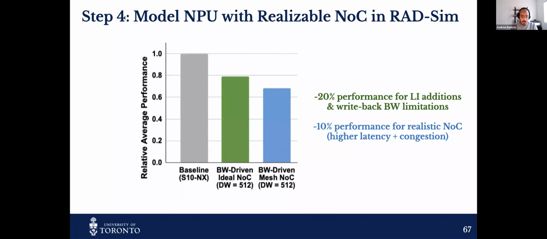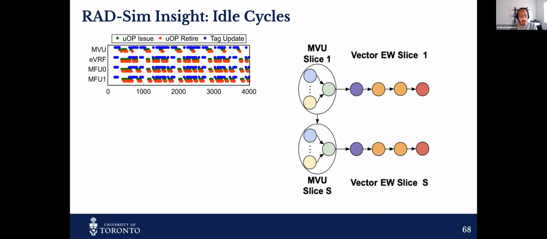So at this point, we were curious to see why we lost this 10% of performance when we included the realistic NoC. So we looked at some simulation traces dumped from RAD-Sim. This is for the different NPU modules over time, showing the micro-operation instruction issue and retire of those micro-instructions. And we can basically see that the matrix vector unit, which is the bulk of the NPU computation, a very expensive module, is often left idle.